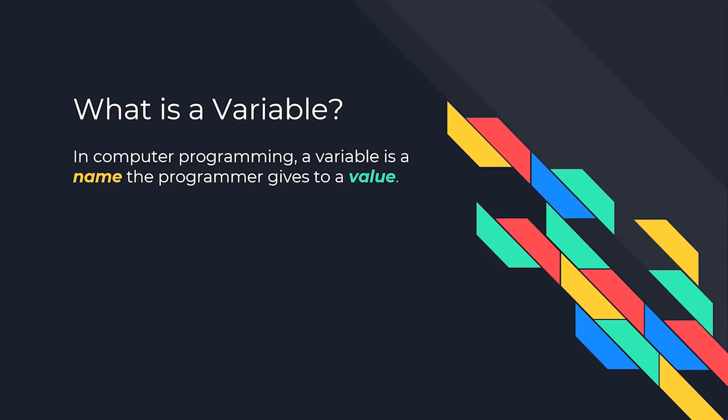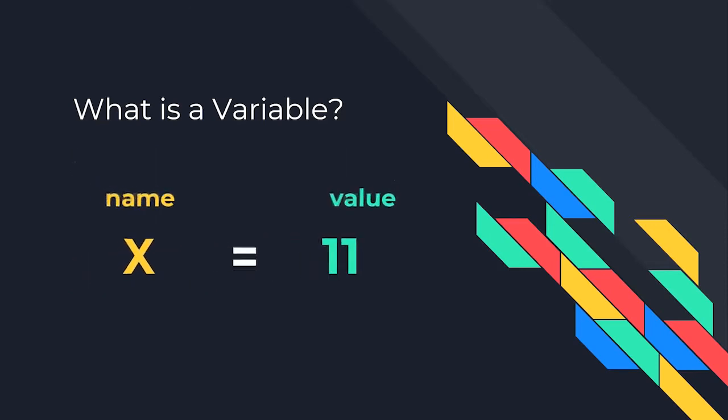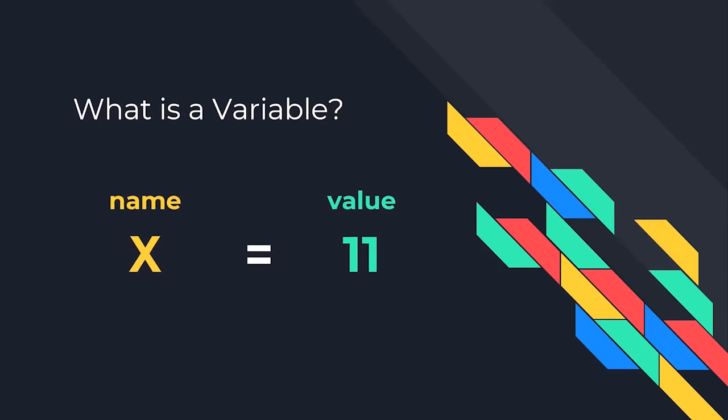In computer programming, a variable is a name that a programmer gives to a value. For example, if we look at the mathematical expression 5 plus 6, we know the value of that expression is 11. If we wrote it as an equation instead, such as x equals 5 plus 6, we would say that x has a value of 5 plus 6, which is the same as having the value 11. So, we have given the name x to the value 11, making x a variable.